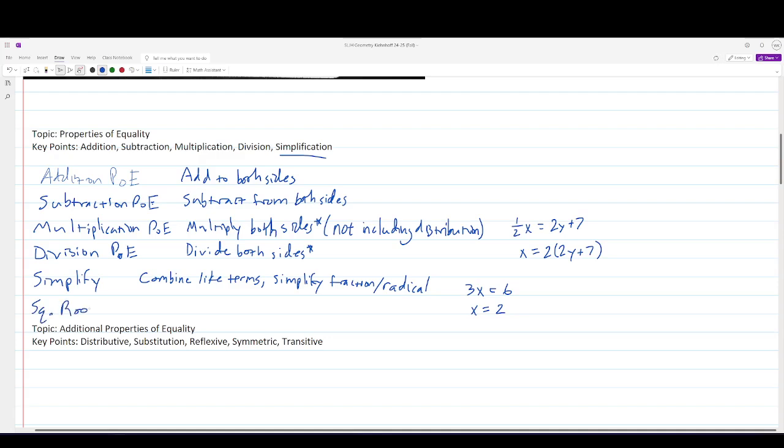So we won't deal with algebraic proofs of quadratics, but you could have a square root property where you square root both sides. And in that one, we know from our work with quadratics that you're going to end up splitting that equation into two versions. So it gets more complicated, and that's why we're not going to mess with proofs with that.